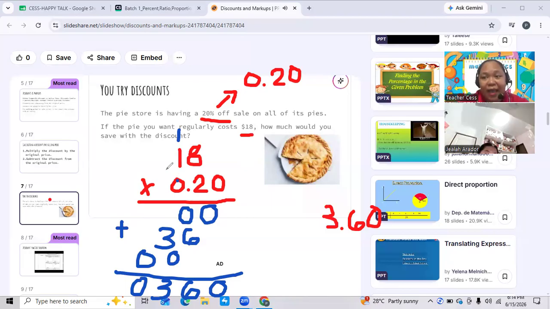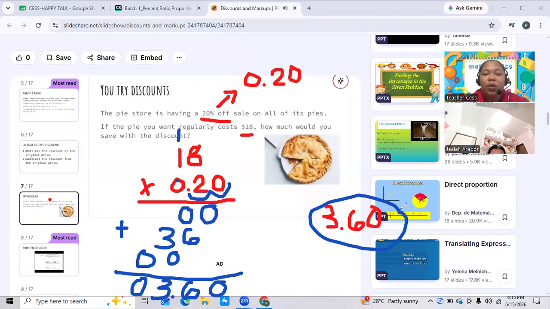From 18, we don't have any. But in 0.20, we have 2, right? Because 1, 2. So we will count 1, 2. So meaning your decimal point is placed here. So the answer is 3.60. Meaning, 3.60 is the 20% of $18.